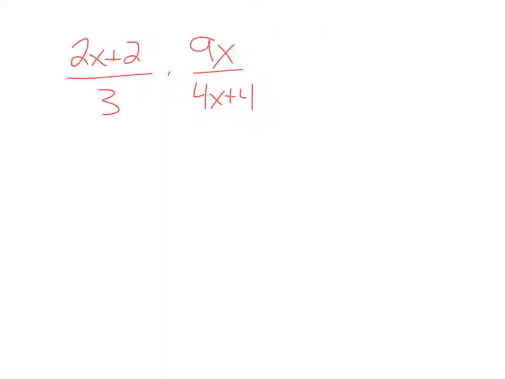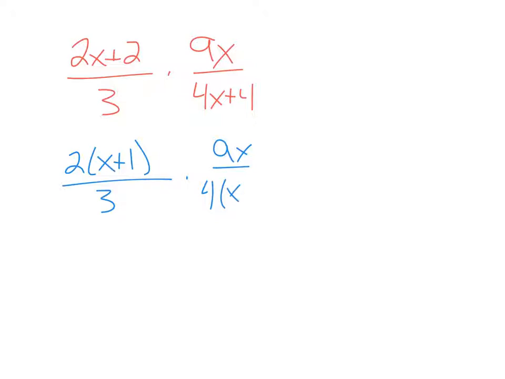So here's an example, and we do want to factor everything we can. So in the first numerator, we can take out a 2, and we're left with x plus 1. Nothing really going on in the denominator, and nothing really going on in the numerator on the second one. But we can take a 4 out of the denominator of the second expression, and we're left with x plus 1.